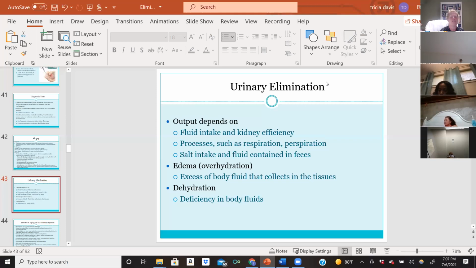It also depends on our salt intake, because if we eat processed foods and eat something that's really salty, well, salt's going to cause us to hold on to water. So we're not going to pee as much. And sometimes we always have fluid involved in our feces, but if we have diarrhea, then we would be putting out more fluid. We could be overhydrated, so we could have edema. So too much fluid, that's an excess of body fluid that collects in the tissues. And then we can have dehydration, which is deficiency in body fluids.